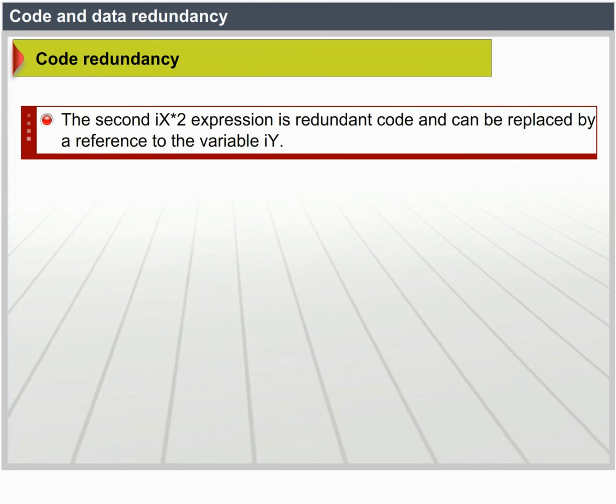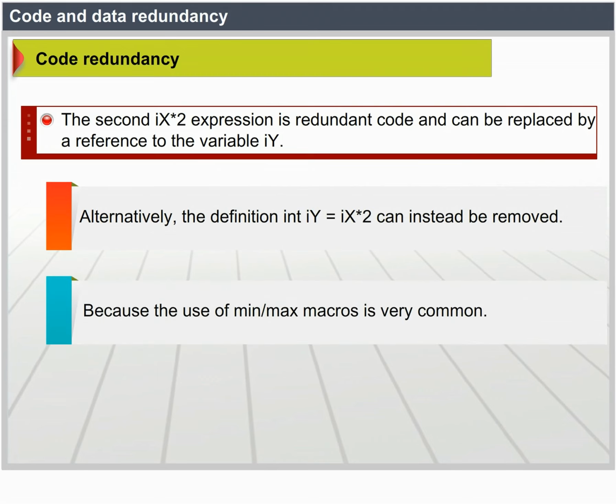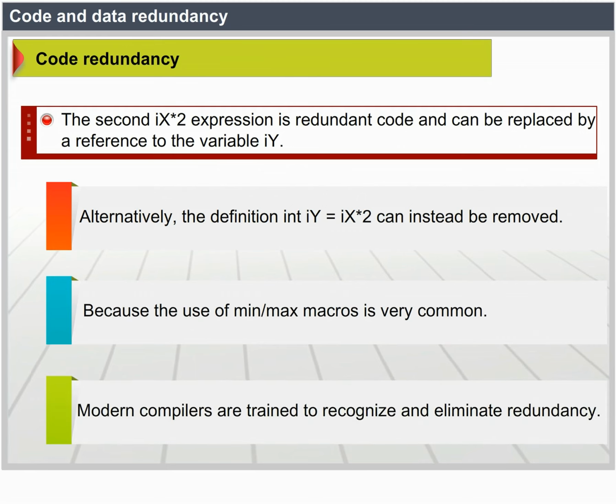The second ix * 2 expression is redundant code and can be replaced by a reference to the variable iy. Alternatively, the definition int iy = ix * 2 can instead be removed. Because the use of min-max macros is very common, modern compilers are trained to recognize and eliminate redundancy.